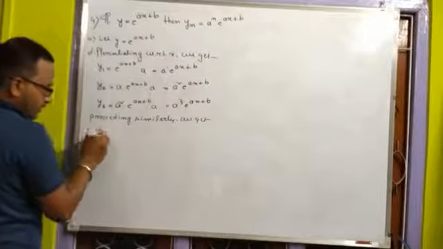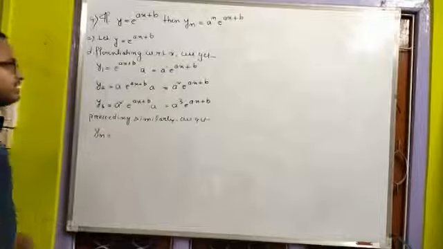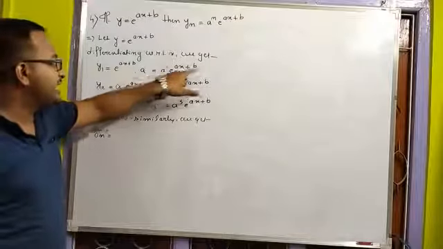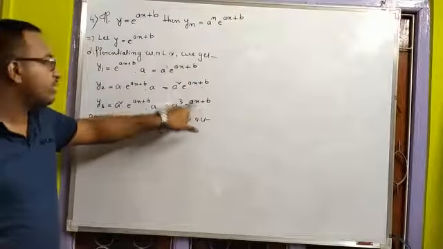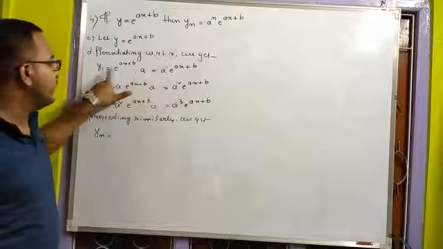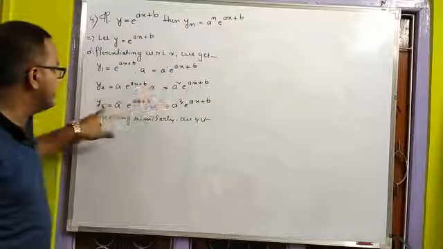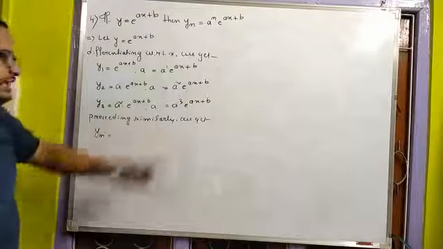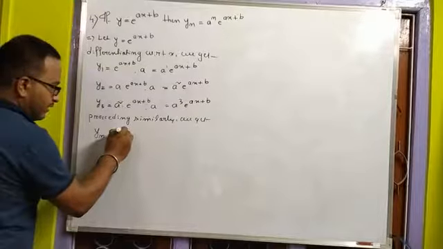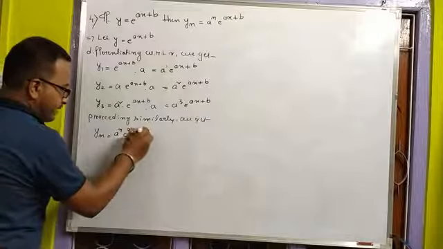yn. Now all the structures are the same, e to the power ax plus b is common, and the only change occurs in the powers of a. When it is 1 it is 1, when it is 2 it is 2, when it is 3 it is 3. So when it is n it will be n, right? So it is simply a to the power n times e to the power ax plus b.